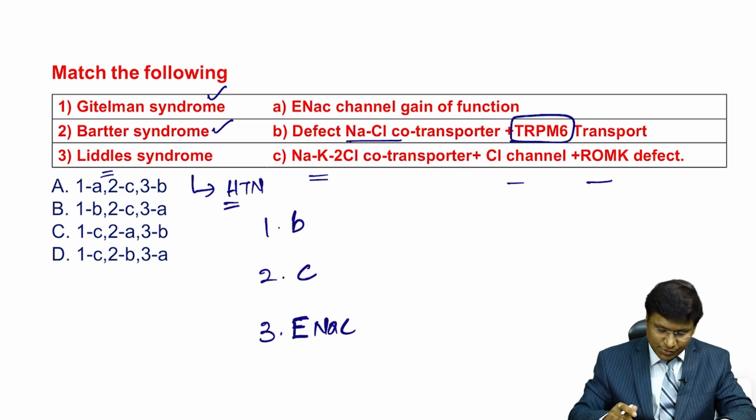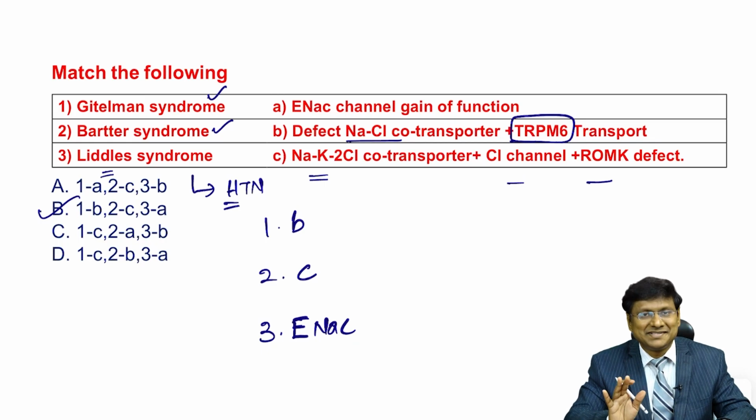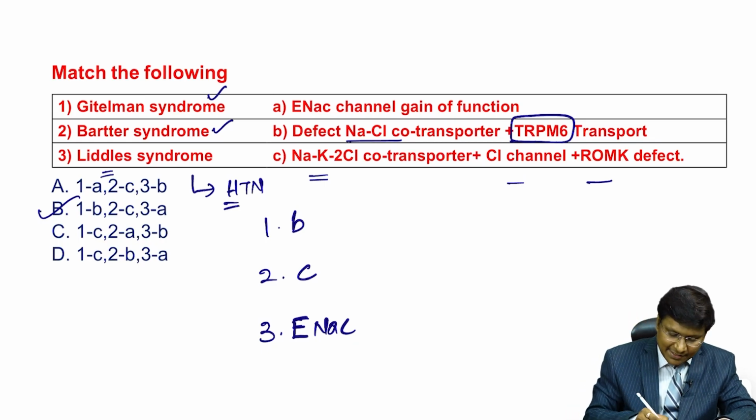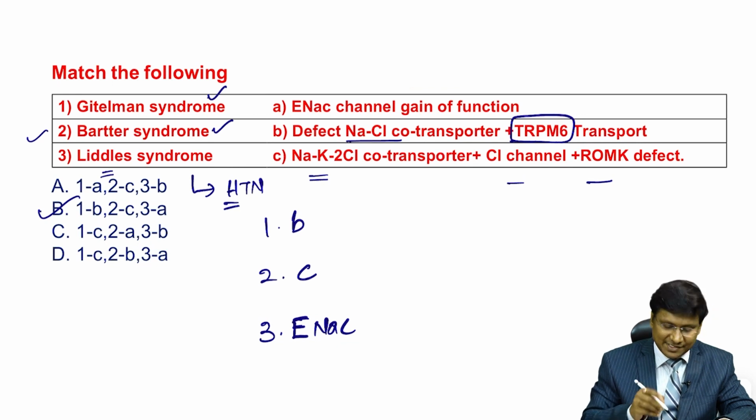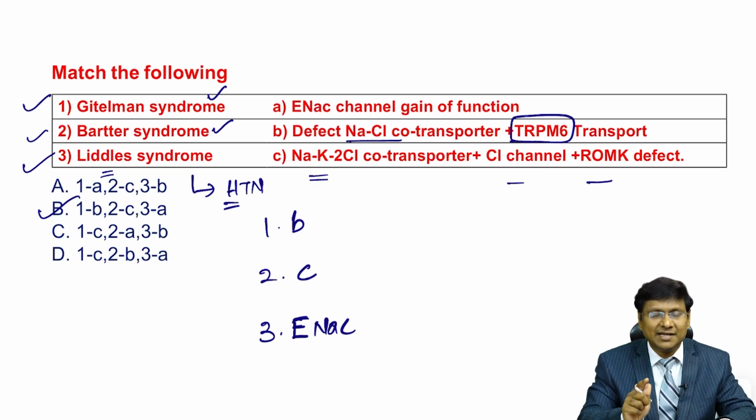All right. So now 1B, 2C and 3A. So the correct answer is B. In case of Bartter syndrome, the drug of choice is indomethacin. Whereas in Gitelman syndrome, you need to give symptomatic management, or correct the electrolyte abnormalities. And in Liddle syndrome, the drug of choice is the ENaC blocker, that is amiloride, or the alternative drug is triamterene.